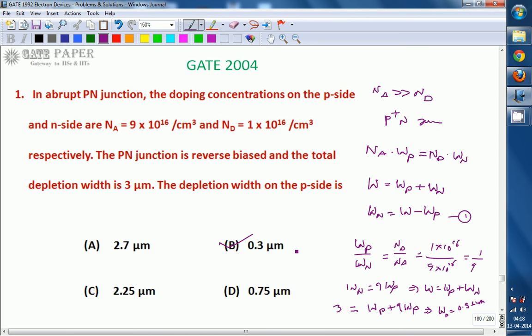So from this also you can say the depletion layer width is going to be very small on the heavily doped side. The p side is heavily doped, so the depletion layer width on the p side is very small, that is 0.3 micrometers out of 3 micrometers, only one tenth part. So the right option for us is B. Thank you.